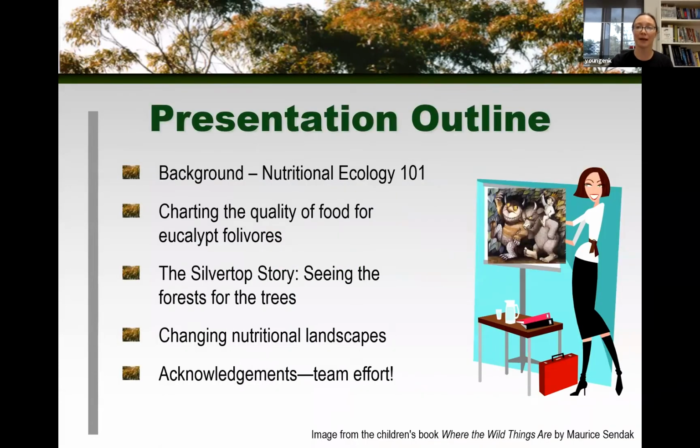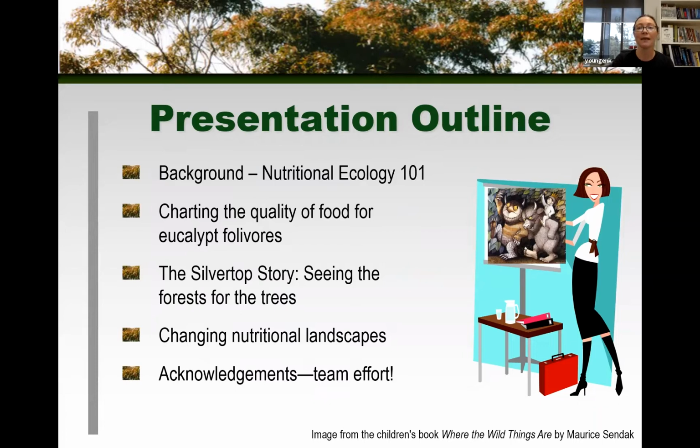I'll start by providing a very brief overview of plant-animal interactions that are relevant to this work. Next, I'll talk about a project that our lab undertook to chart the quality of eucalypt foliage across forest and woodland landscapes in Eastern Australia. This project helped us understand relationships between the nutritional quality of landscapes and the presence and abundance of eucalypt leaf-eating animals.